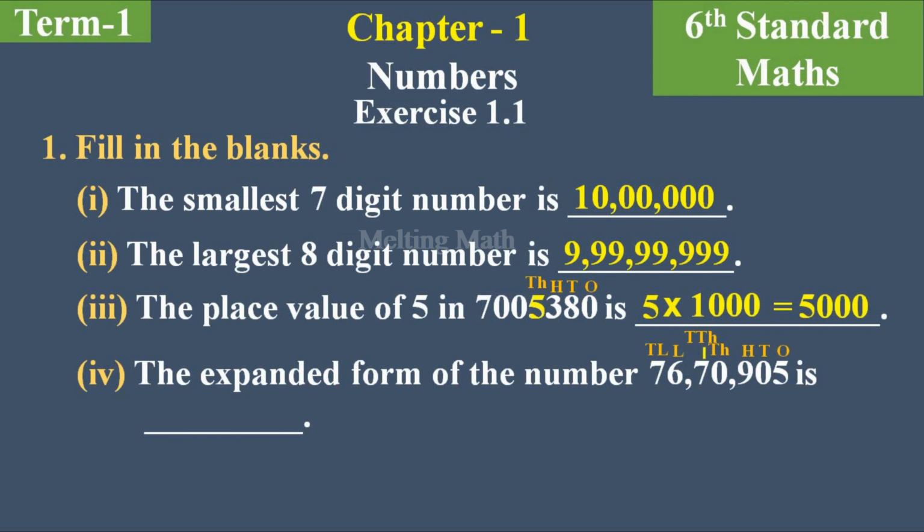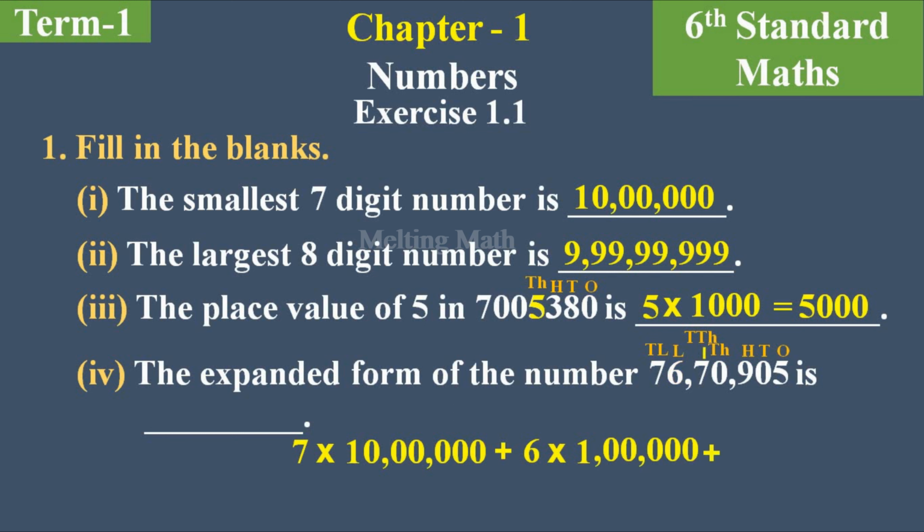Now we have written the places of each digit. By using these, we can expand this number very easily. The first digit, 7, is in the 10 lakh place. So write 7 and multiply with 10 lakh. How can you write 10 lakh? Write 10, then lakh means 5 zeros, so write 5 zeros with it. Then plus the next digit, 6, which is in the lakh place. Write 6 and multiply with 1 lakh. Write 1, then lakh means 5 zeros, so write 5 zeros with it.